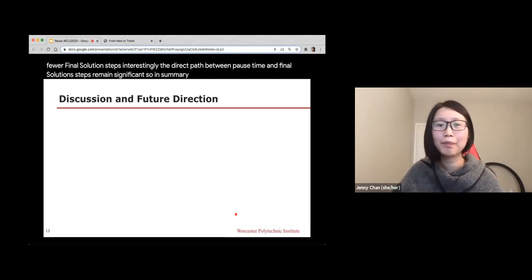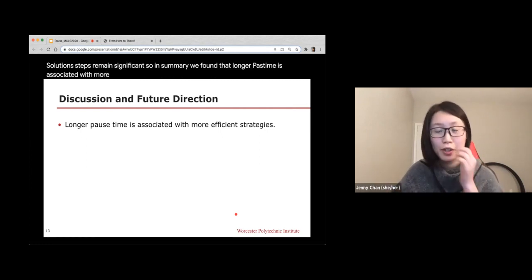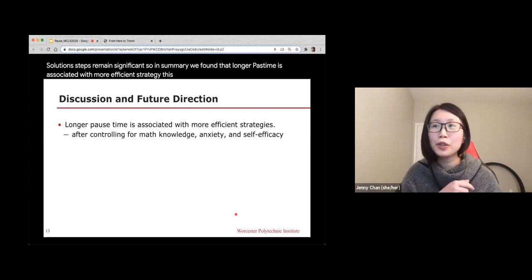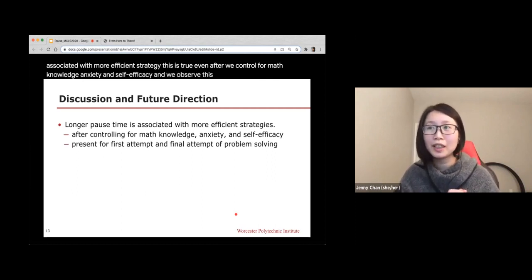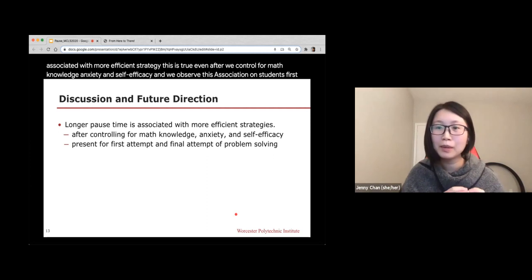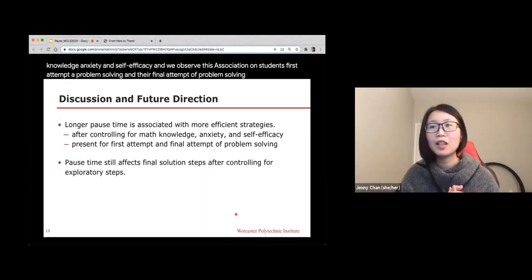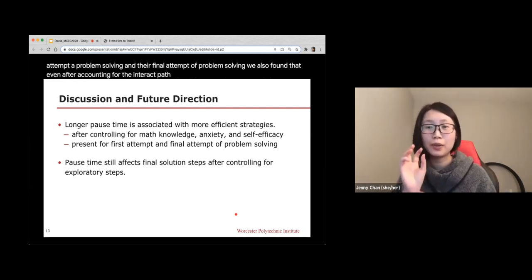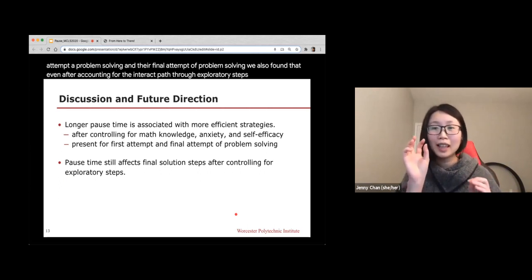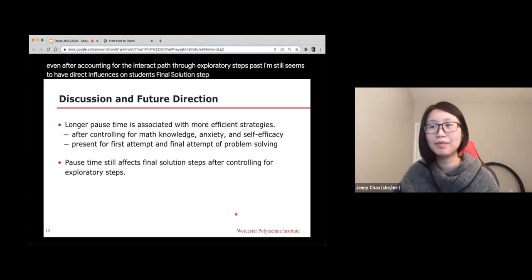So in summary, we found that longer pause time is associated with more efficient strategy. This is true even after we control for math knowledge, anxiety, and self-efficacy. And we observed this association on students' first attempt at problem solving and their final attempt at problem solving. We also found that even after accounting for the indirect path through exploratory steps, pause time still seems to have direct influences on students' final solution steps.